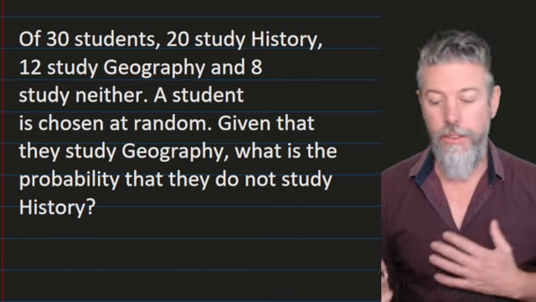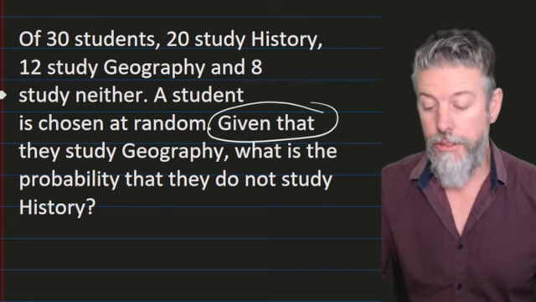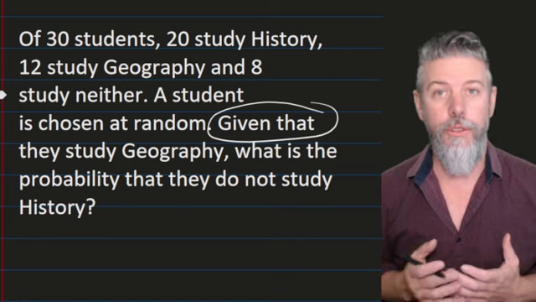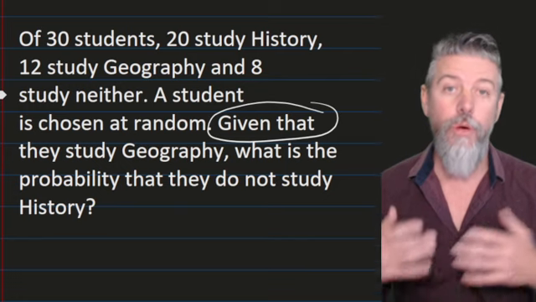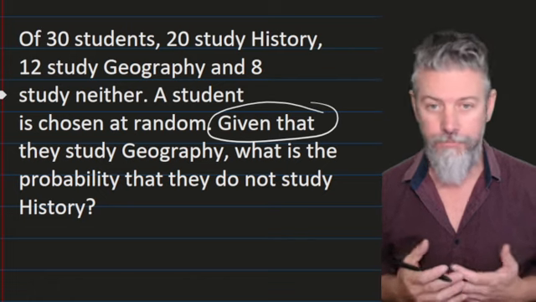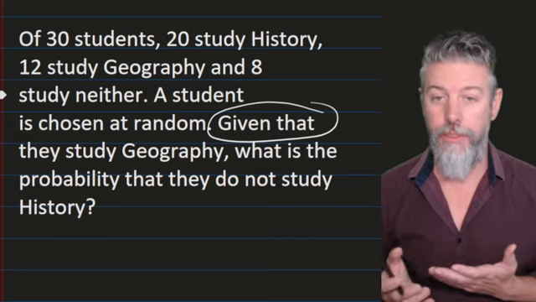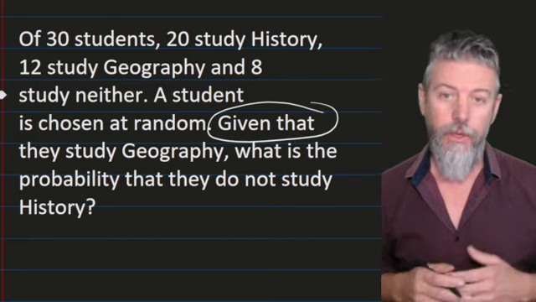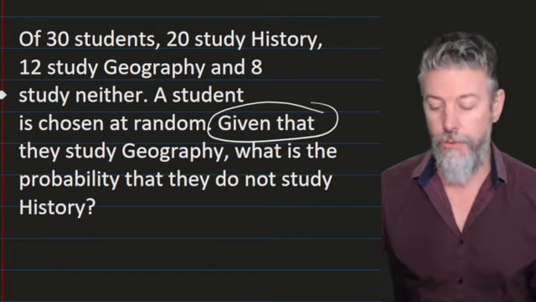Given that, now that's a huge part of conditional probability. There's going to be words in the question that say things like this, given that something happens, what's the chance of something else? That's what conditional probability is all about. So given that they study geography, what is the probability that they do not study history? Okay, let's translate this question into the formula and see where it falls down.